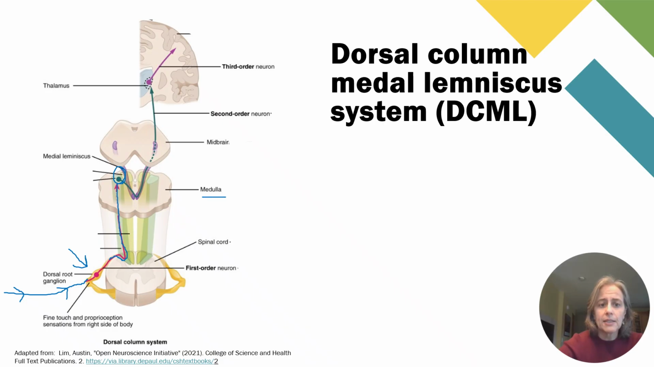Once you synapse with that second order neuron, it's going to cross, or decussate, and then it goes up the other side through that medial lemniscus. Here it's traveling through the midbrain and keeps going. It doesn't get off at any exits in the midbrain, keeps going all the way up to the thalamus, where we're going to synapse with our third order neuron, which is then going to send axons to the somatosensory cortex in the parietal lobe.